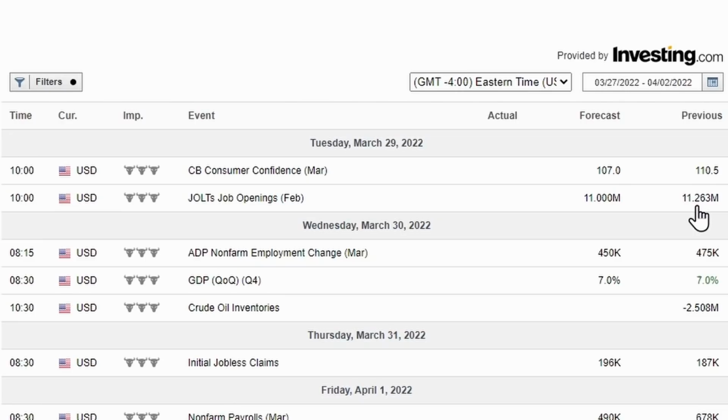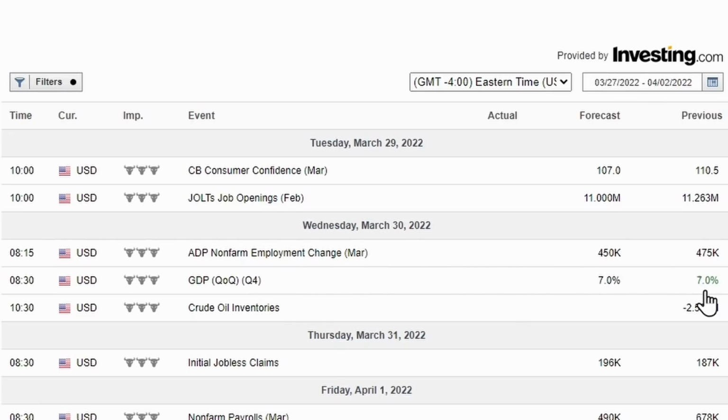Well, the last read was 11.2 million job openings. Okay, so there's more job openings than people looking for jobs. So the unemployment rates can't be getting worse. Then we go down to non-farm payroll changes. We're going to monitor those.